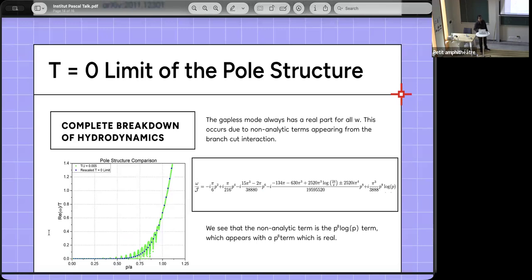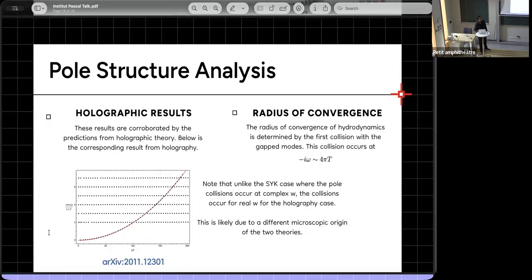And yes, I'm confused about the statement. So at very small k, very small omega, all modes are diffusive. So they don't have any real part. So the first collision should happen precisely only on the imaginary axis. So I'm confused about the statement that the collisions happen in complex omega or real omega. Repeat your question, sorry.